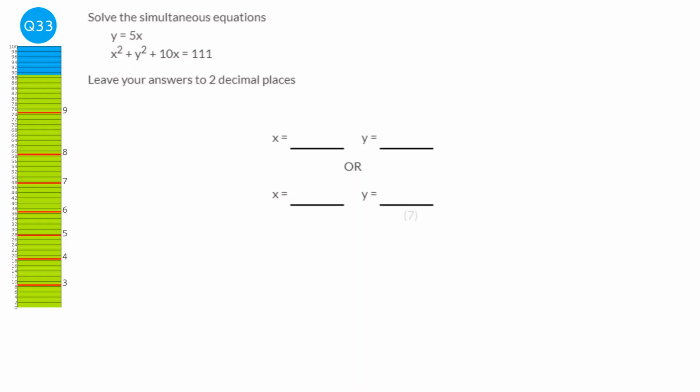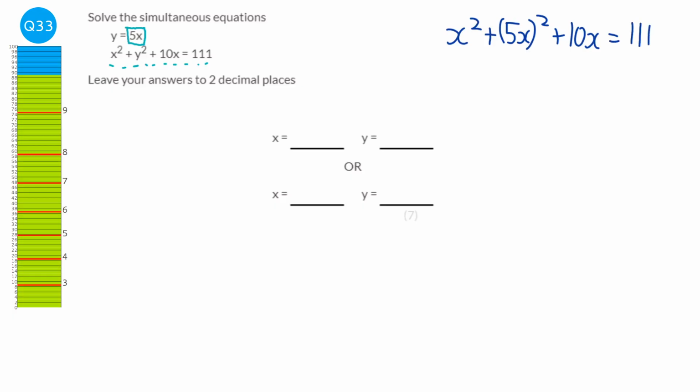But here what we can do is we can solve through substitution. This first thing says that instead of y we can write 5x. So what we're going to do is just write out the second equation, but instead of y we're going to write 5x. So we've got x squared plus, and instead of y we're going to write 5x, we're going to put it in brackets because we're going to square it, plus 10x equals 111.